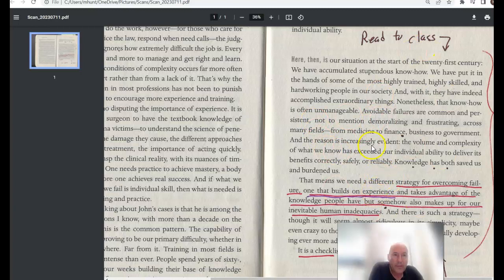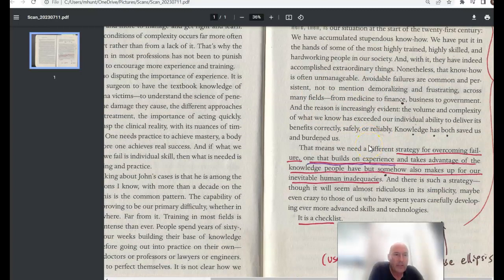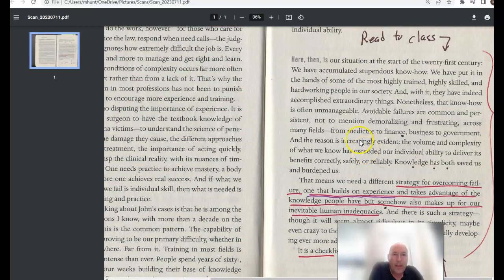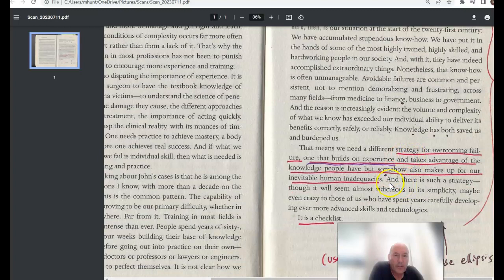And so here's the thesis, if you will. Rather than just read it to you, you can read it yourself on page 13. But basically, he's saying we need to have a strategy that helps us with our knowledge, so that we can overcome failure, because we have so much knowledge, we don't want to forget things. So this strategy, he says, is a checklist.